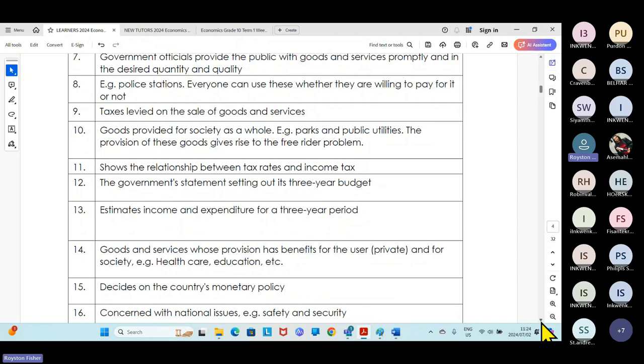Number 10. Goods provided for the society as a whole, for example, parks and public utilities, the provision of these goods gives rise to the free rider problem. So number 10, let's see what are your answers. For Santa Claus it is public goods and services.